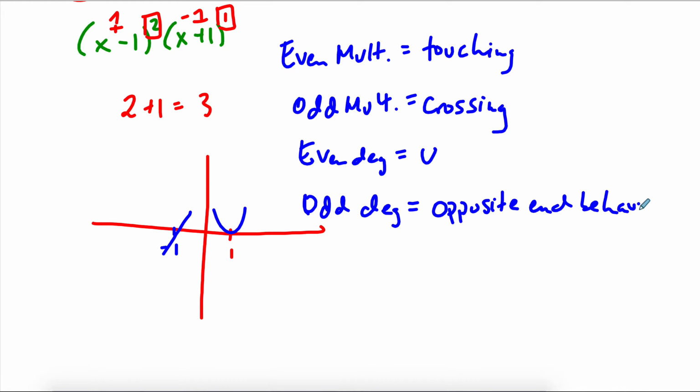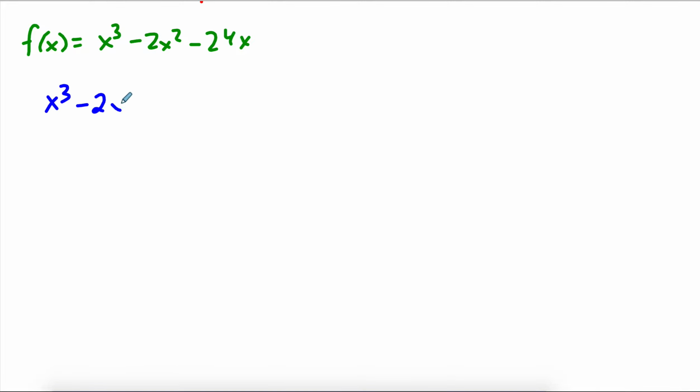So let's take a look at a few examples to figure out how we can actually apply this to sketching polynomials. So our first example will be f of x equals x cubed minus 2x squared minus 24x. So the first thing we want to do whenever we see a polynomial that's not already factored is factor it. So we set this equal to 0, and then once we factor it, we can actually determine what the zeros of our function are.